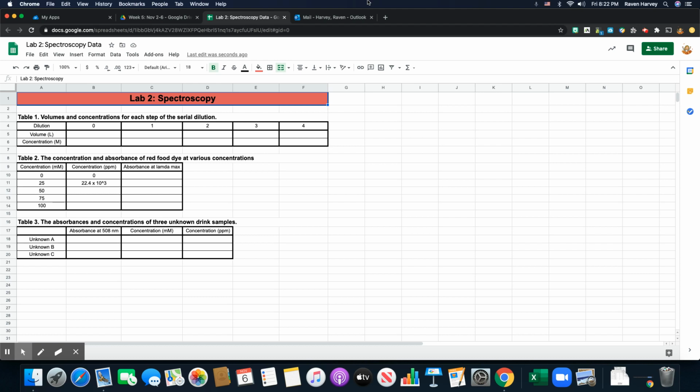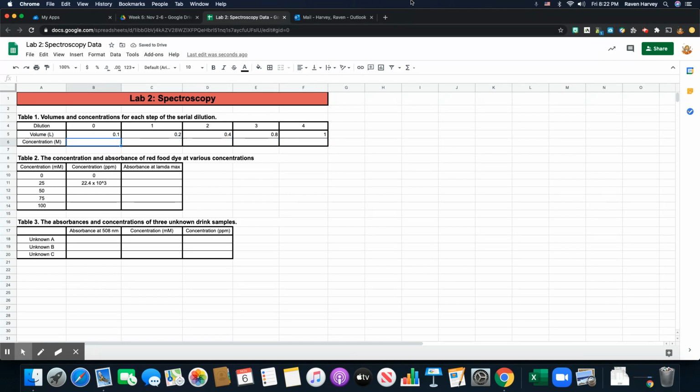Right, so this is walking through how to complete the lab 2 spectroscopy data. From the lab with table 1, it just wanted you to look at volumes and concentrations for each step of the solution. So this was just your dilutions. For 0, it was 0.1 liters. For 1, it was 0.2, 0.4, 0.8, and 1.